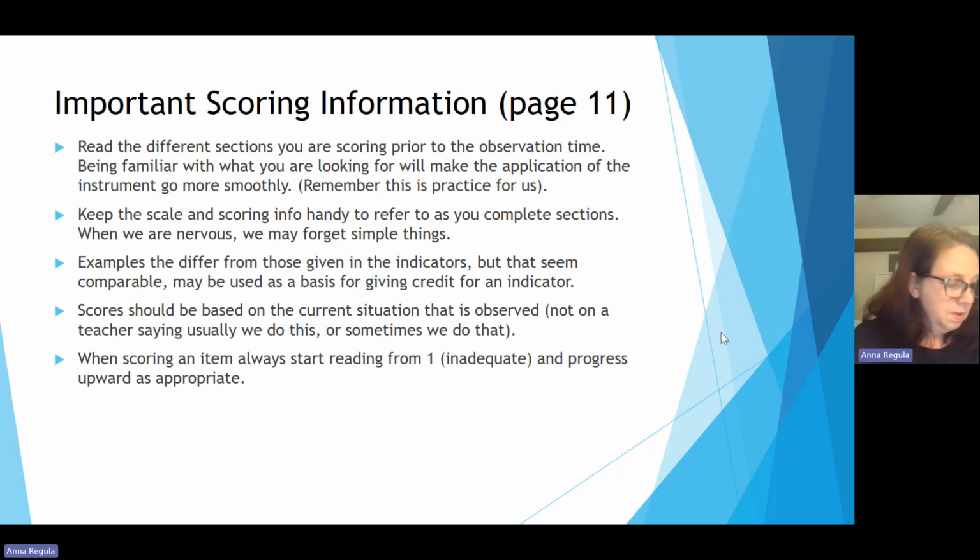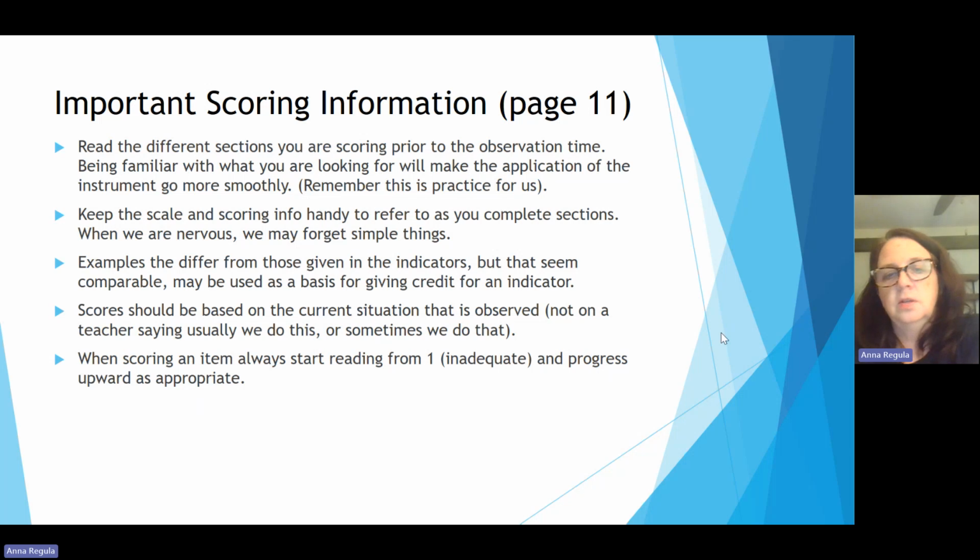Now on page 11, the more scoring information, because we skipped the first 8 pages. Read the different sections you're scoring prior to the observation time. Be familiar with what you're going to be looking for. It's going to go a lot more smoothly. Keep the scale and scoring info handy to refer to as you complete sections. It's easy to forget. Sometimes I forget things I've done for years because I need to remember it at that moment.